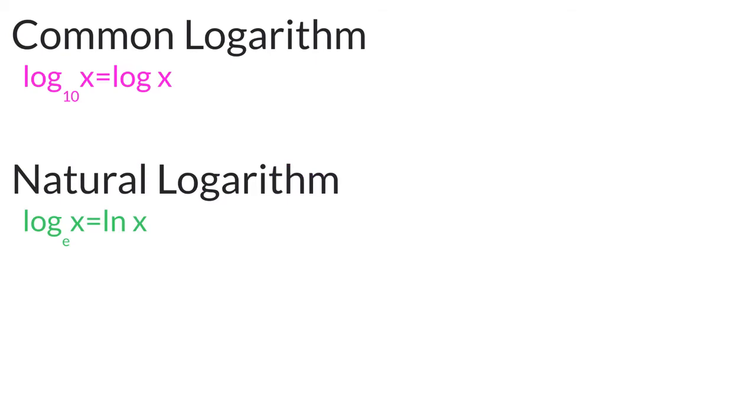Now, there are two different types of logarithms: the common logarithm and the natural logarithm. The common logarithm is a log that has a very specific base of 10. So it's log base 10 of x, or sometimes you're just going to see it as log of x. So assume that if you see log of x, it has a base of 10. It's just one of those things that, as mathematicians, because we write it so often, we tend to forget our base. Okay?